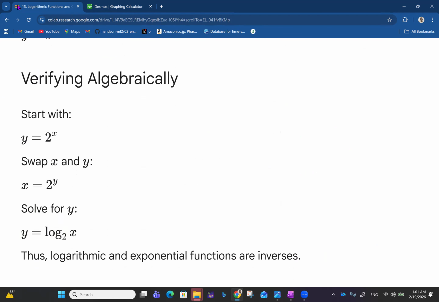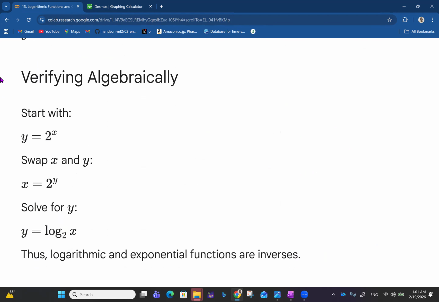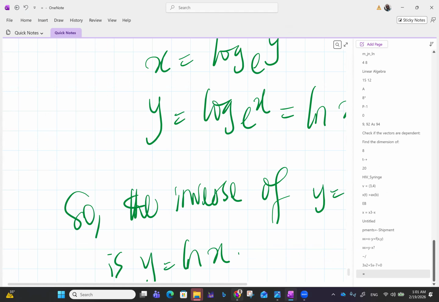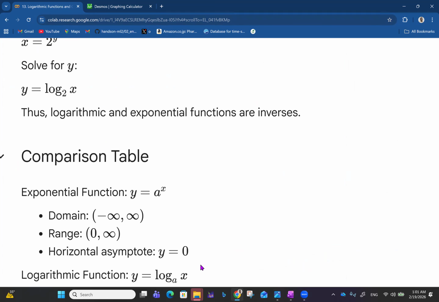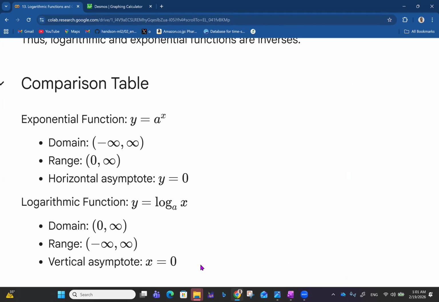I mean, verifying algebraically, you can start with y equals 2 to the x and then you swap x and y. So x is equal to 2 raised to y. So solve for y now. So y is log x to base 2. That's the kind of thing I did for natural logarithm on the worksheet. Thus, logarithmic and exponential functions are inverses. That is clear.